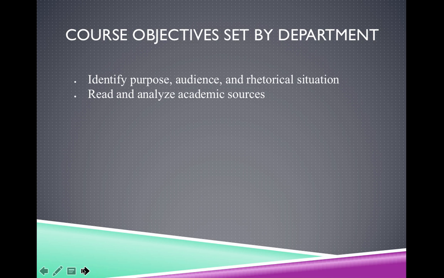The next requirement is read and analyze academic sources. Well, both papers are research papers, and since you can't use websites as sources, you will be reading and analyzing academic sources in order to write the papers. So that's how we'll meet that criteria.